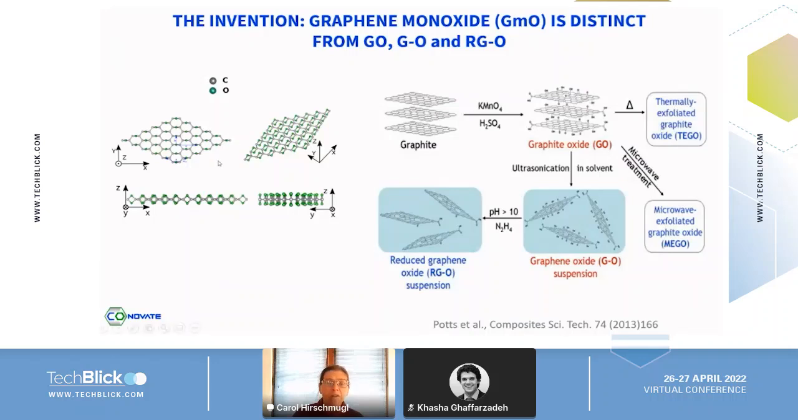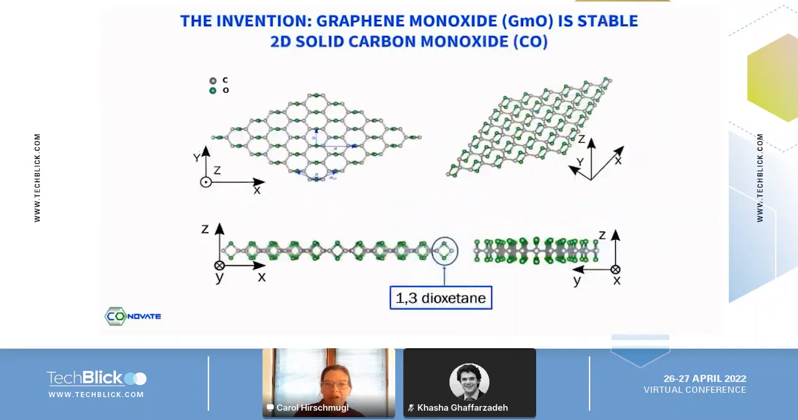And we see here a top view, side views, and a projection view, just so you get a sense of that structure that we have. So it's a 2D material, but it also has out-of-plane oxygens, both above and below the planes, based on a 1,3-dioxetane. So this is just blowing that up so that you can see that structure, both from the top view and the side views.